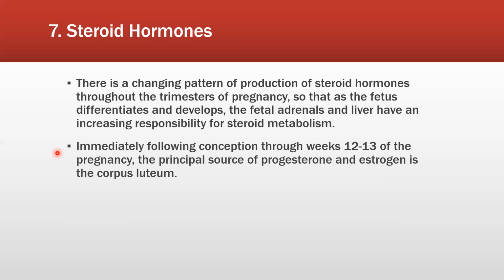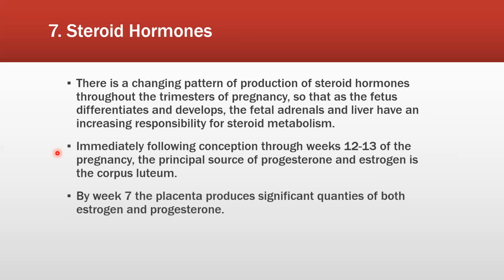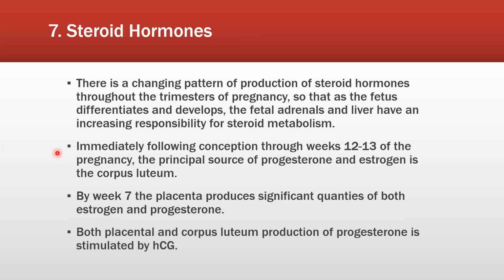Immediately following conception, through about 12 to 13 weeks of pregnancy, the principal source of progesterone and estrogen is from that corpus luteum. As I said, as the placenta is able to start producing those in high enough quantities, then the corpus luteum will atrophy and be reabsorbed, and that role will be taken over by the placenta. So by week 7, the placenta is producing enough quantities of estrogen and progesterone that this process can start to take place. Both placental and corpus luteum production of progesterone is stimulated by human chorionic gonadotropin, or HCG.